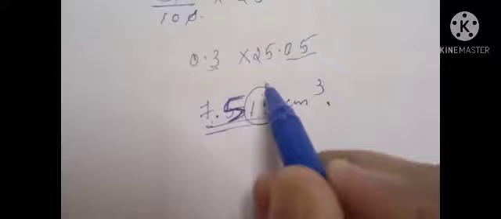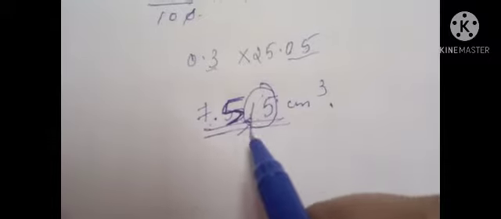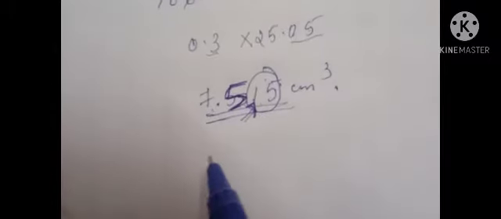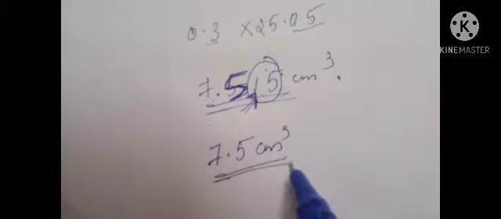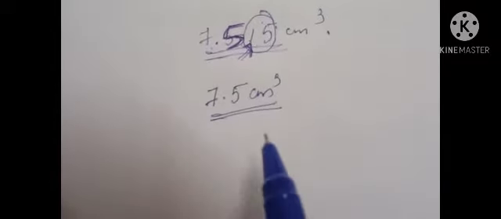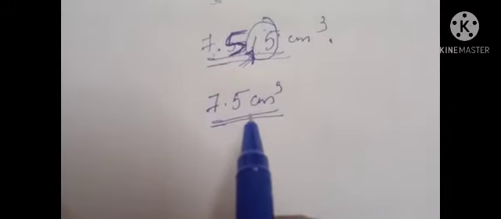gulab jamun. That we can round off to 1 digit or 2 digits. Anyway you can. Here I do that as 1 digit. This digit is less than 5, so we will get the answer as 7.5 centimeter cube. Right? Then here in the question it is given that 45 such gulab jamuns.